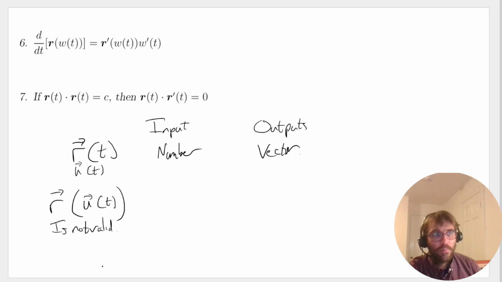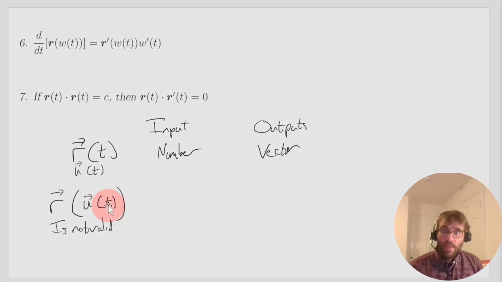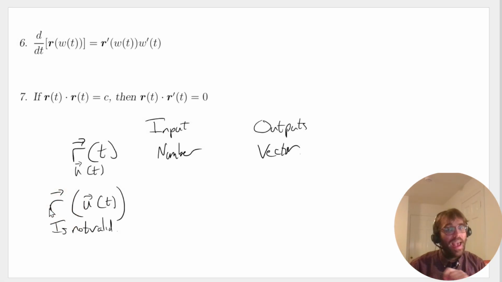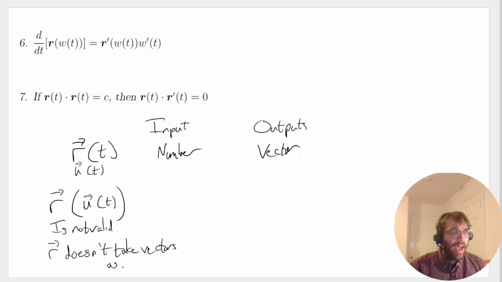And here's why. u of t is a vector valued function. It takes an input t, and fantastic, and outputs a vector. That means that u of t is a vector, and r says, hey, I need a number as an input, and it's being handed a vector. r doesn't take vectors as inputs. So you can't do this.